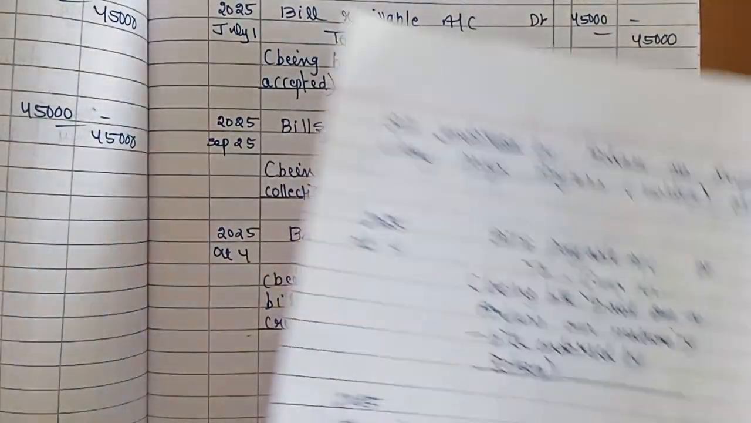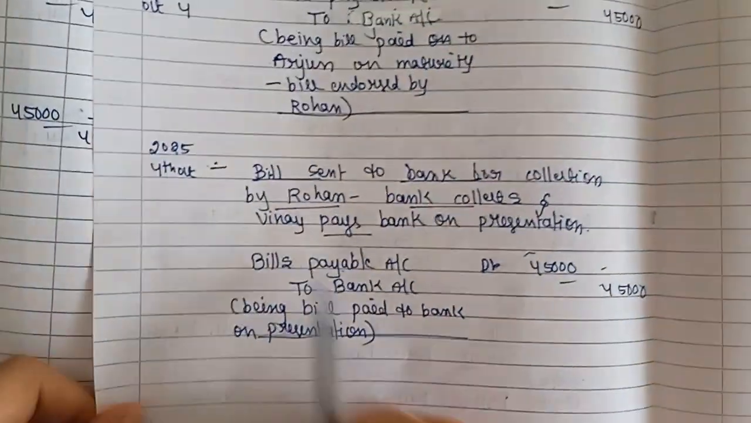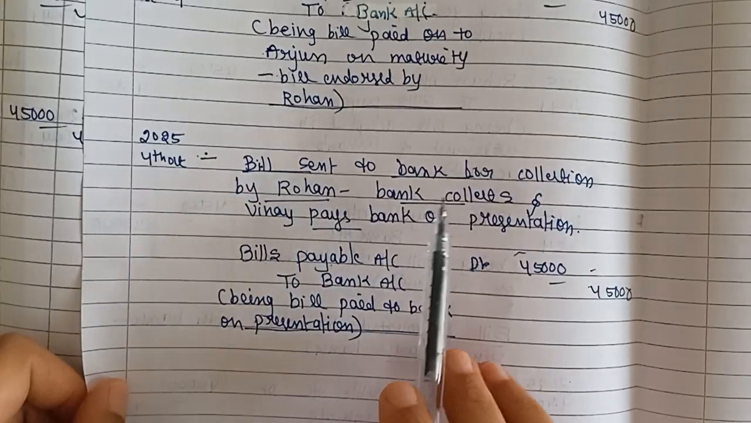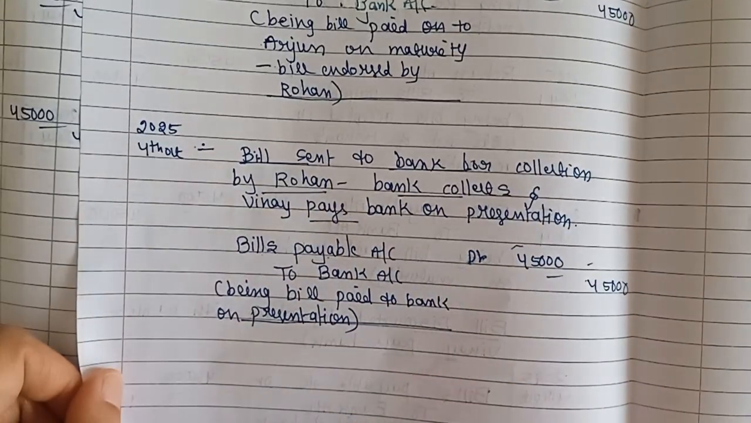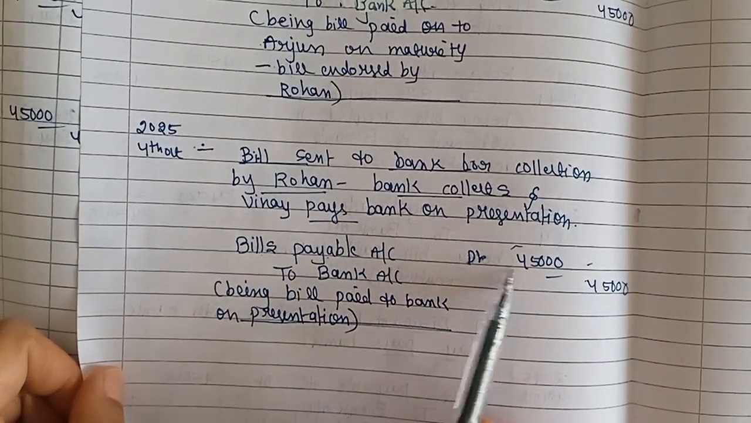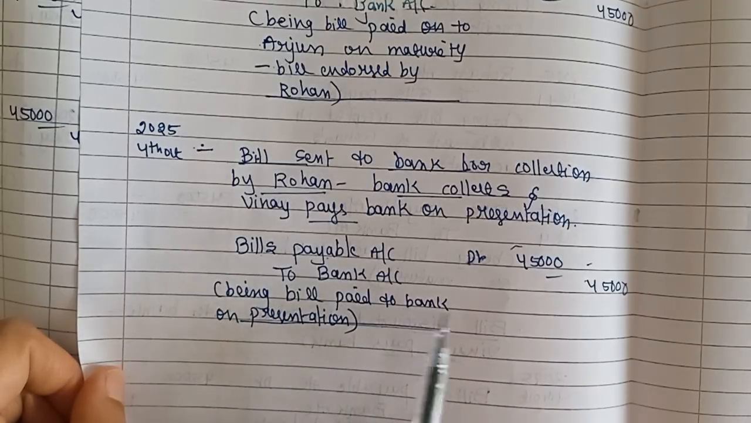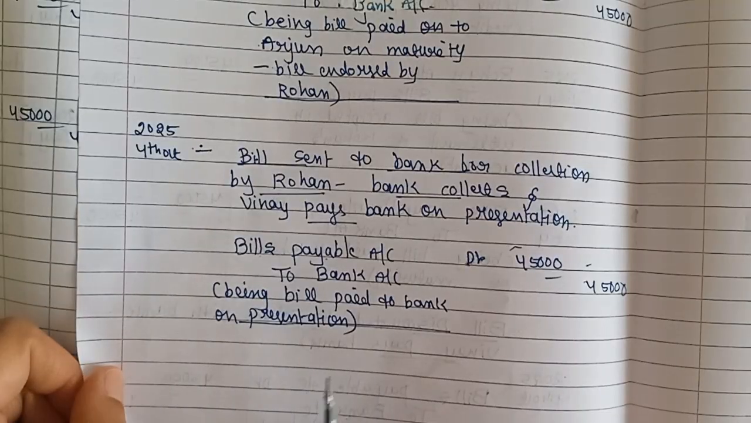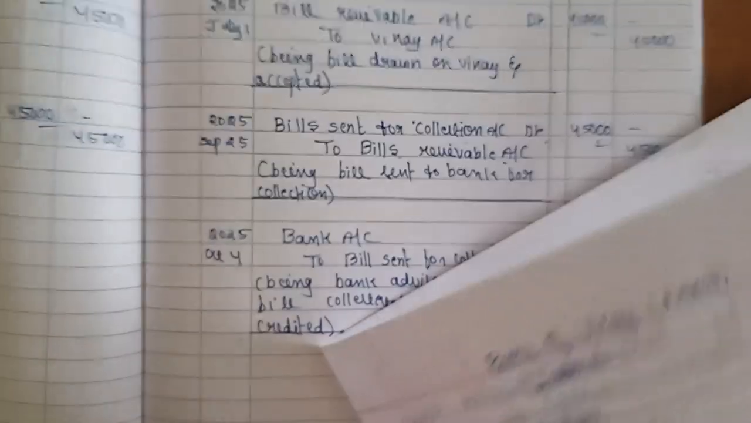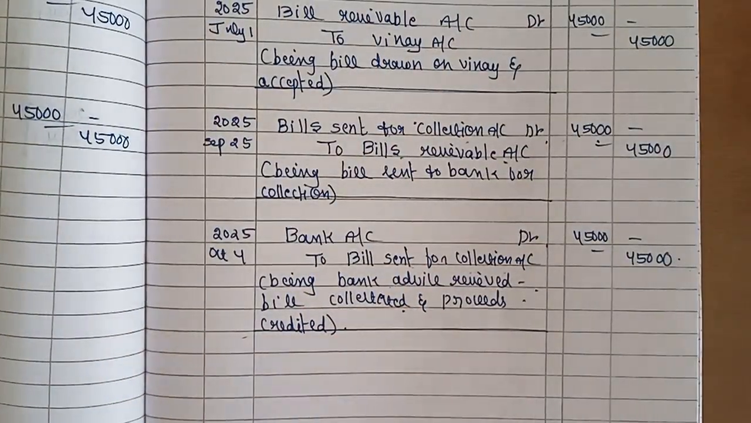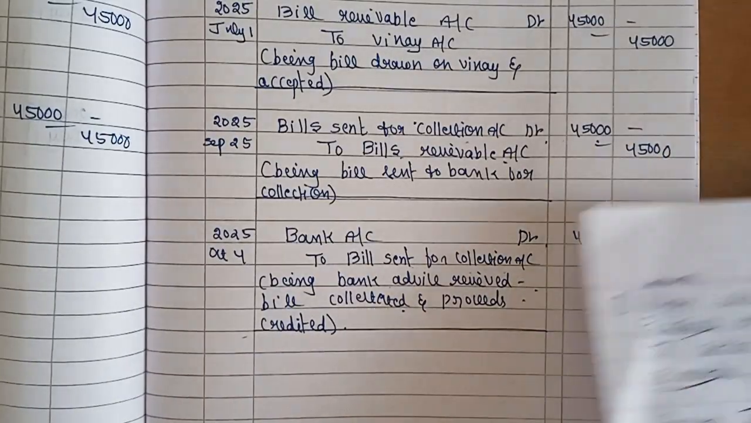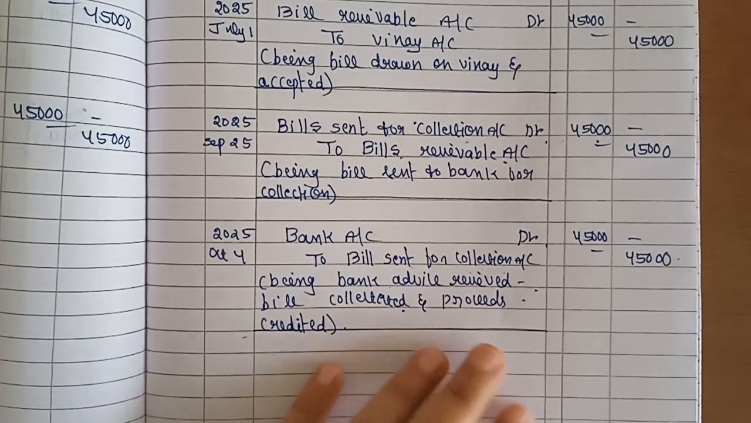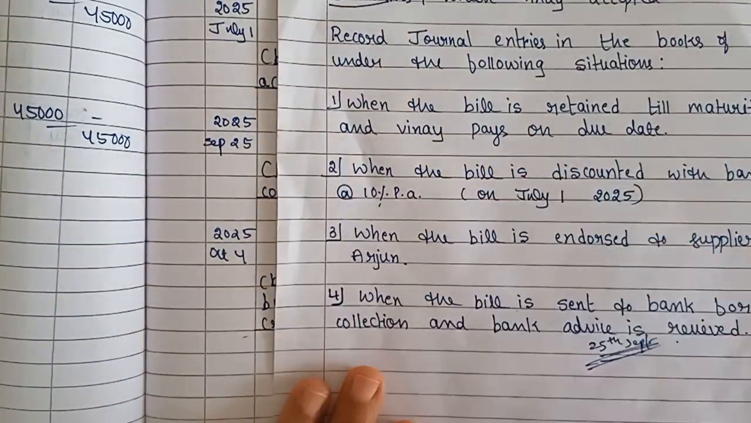Only on the due date, that is on 4th October. The bill sent to the bank for collection by Rohan, the bank collects and Vinay pays the bank on presentation. That is bills payable account debit to bank account, being bill paid to bank on presentation. Clear? Bank balance will decrease. Vinay's bank balance will decrease. Cash goes out. Clear? These are the journal entries for bill sent to bank for collection and bank advice received. So here 4 situations are clear, right?